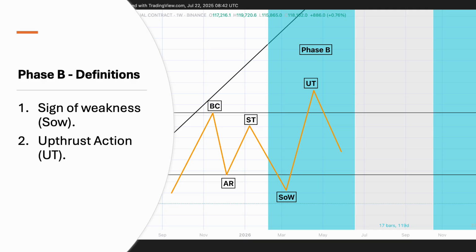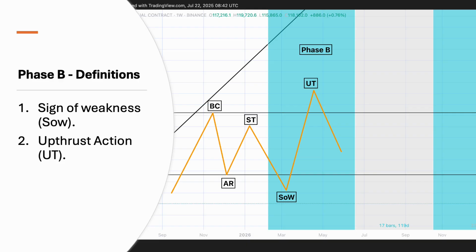Phase B of the distribution schematic involves only two events. 1. Sign of weakness. 2. Upthrust action. Let's begin with the definitions, and then we'll proceed to Bitcoin's chart and try to identify and explain its behavior in a live chart. I know I already explained the sign of weakness event in the previous lesson. However, I've never met a student who didn't benefit from repetition.